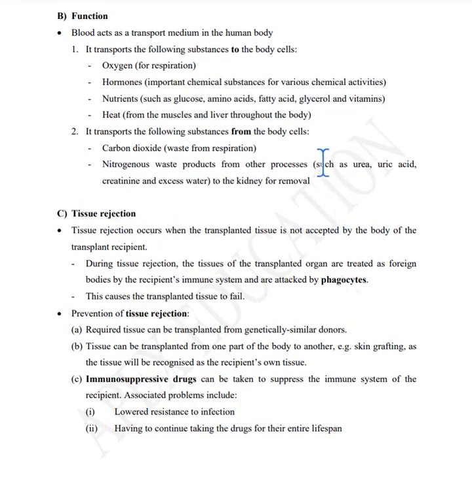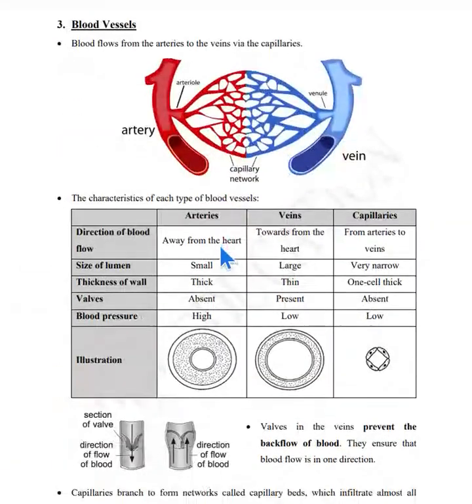The function of blood you do not need to know. You just need to know that oxygen is for respiration, and you just need to know oxygen, hormone, and nutrient. Hormone is like the important chemical substances for various chemical activity. Nutrients such as glucose, amino acid, fatty acid, glycerol, and vitamin, you also need to know. Blood also transports the following substances from the body cell: carbon dioxide, as well as urea, uric acid, creatinine, excess water. You just need to remember excess water. That's all.